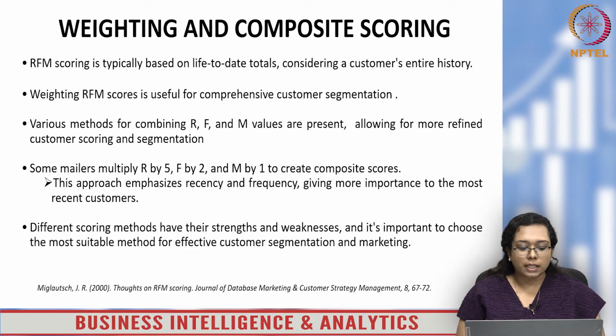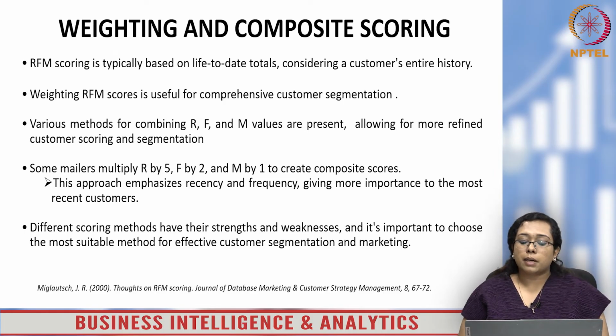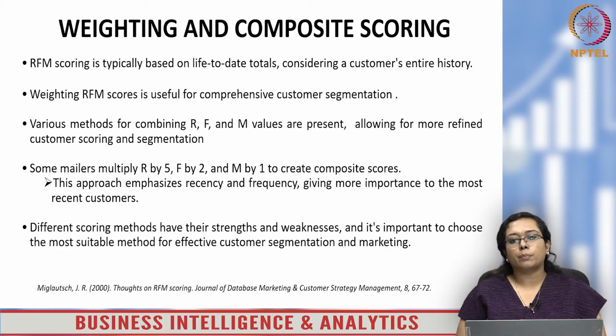So there are various methods on how we combine the R, F and M values. Some mailers may multiply R by 5, F by 2 and M by 1 to create a composite score. That means that the recency value is given high importance by the mailers. This approach emphasizes recency and frequency, giving more importance to the most recent customers. That means that the monetary value of purchase by a particular customer is not given that much importance.